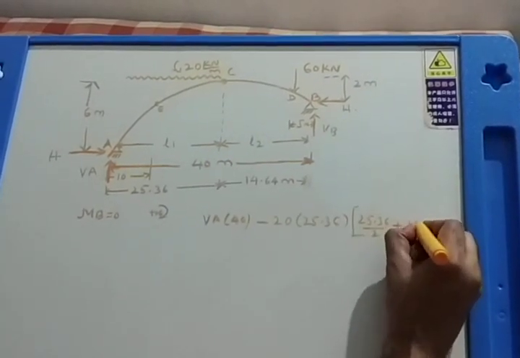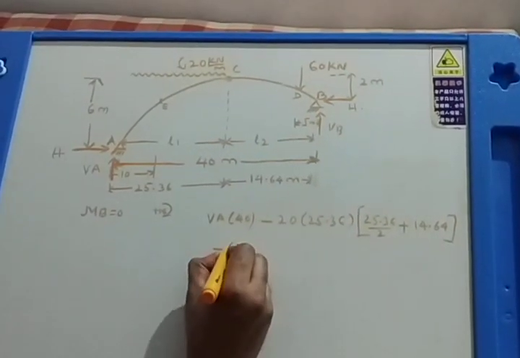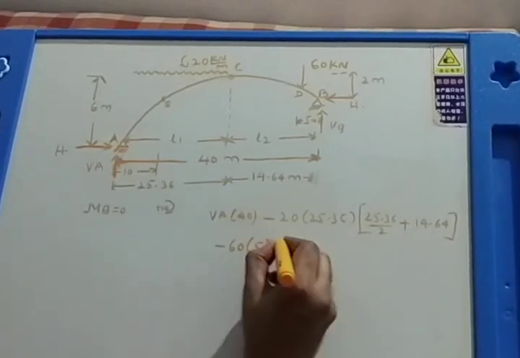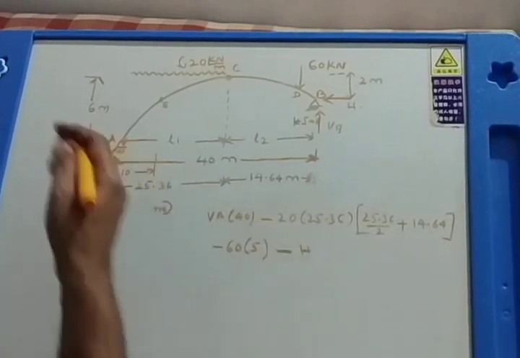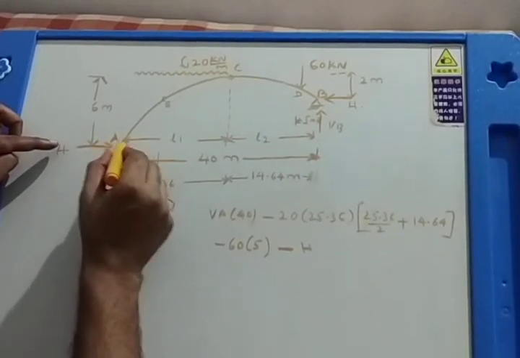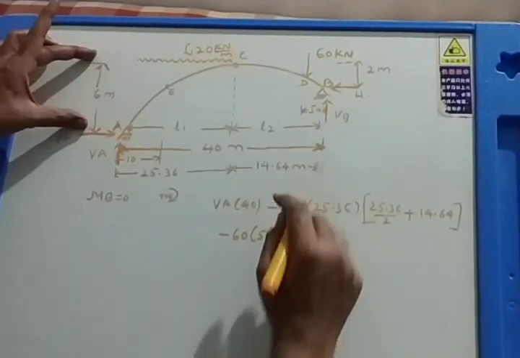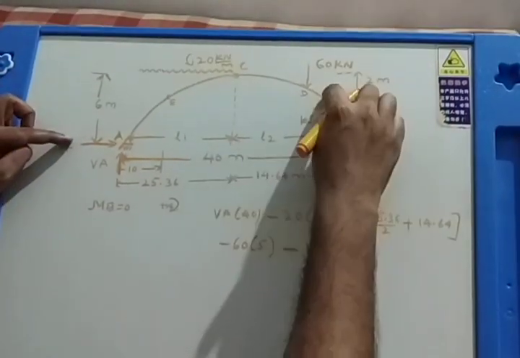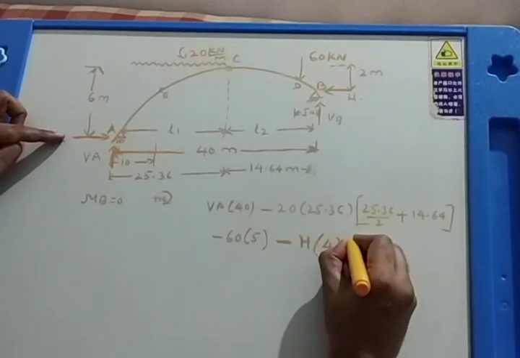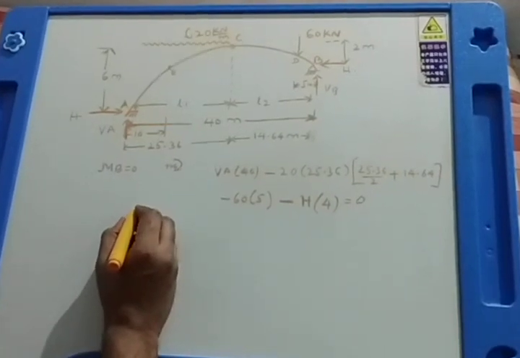which is equal to 14.64. Then moment due to 60, minus 60 into 5, that is also anti-clockwise. Then moment due to H, again it is anti-clockwise, minus H into the vertical distance between the line of action of H and point B. This is 6 meter, this is 2 meters, so H is at a distance of 4 meter below B, so minus H into 4 is equal to 0.